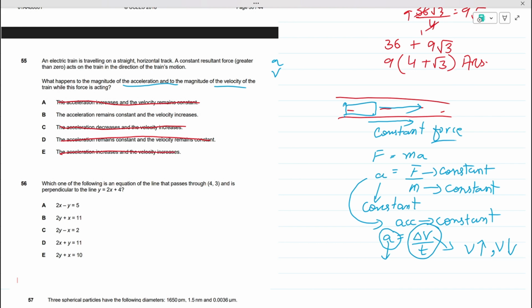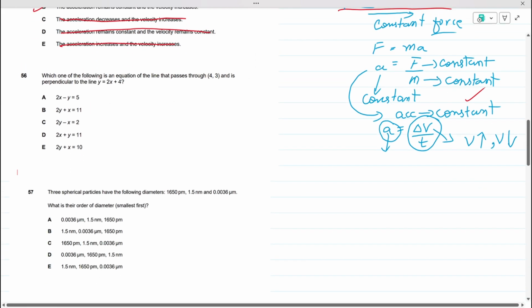If I read my B option now, the acceleration remains constant, which means yes, acceleration is constant and velocity has to either increase or decrease. So velocity here increases, which means our B option is the correct option, right? We have solved our third question as well. Let's go towards the 56th question.